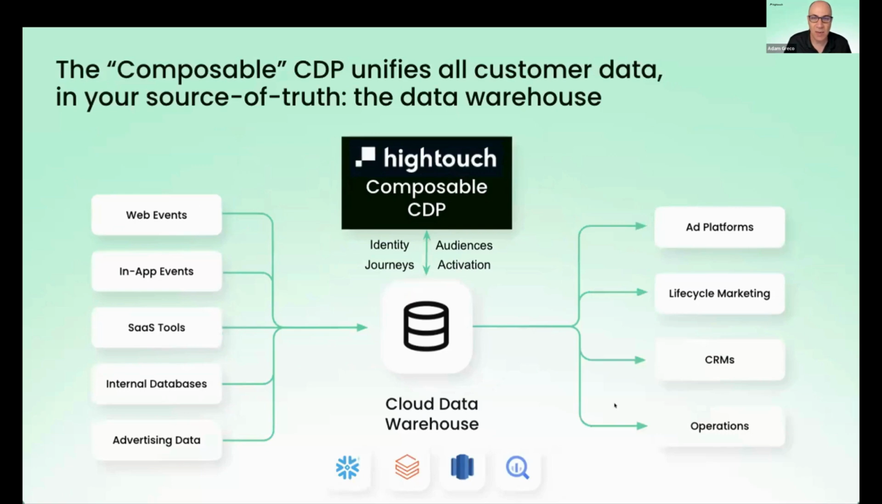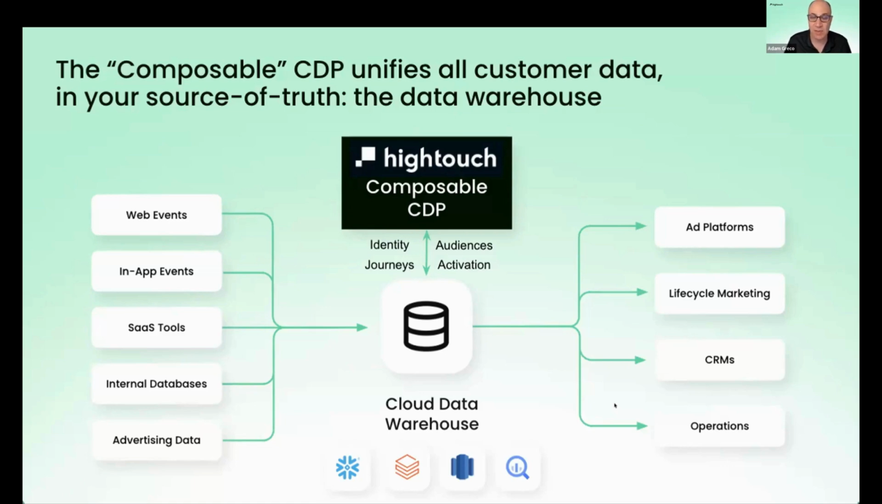And so over the last couple of years, Hightouch, where I work, we kind of pioneered this idea of a composable CDP, and our founders said early on, many years ago, like, this is silly. Why are we copying data multiple times? Why don't we just perform all of the typical CDP functionality like identity resolution, doing customer journeys, building audiences, and activating those audiences? Why don't we just do that right off of the cloud platform?